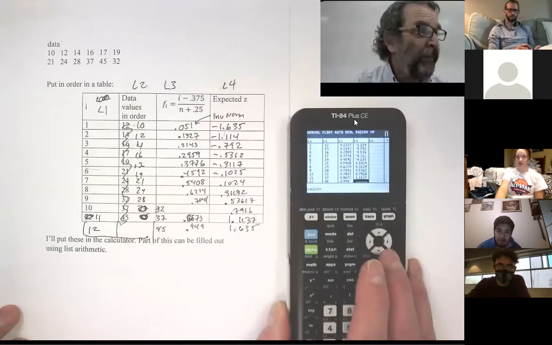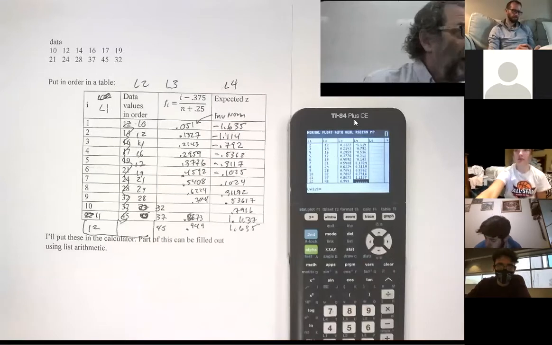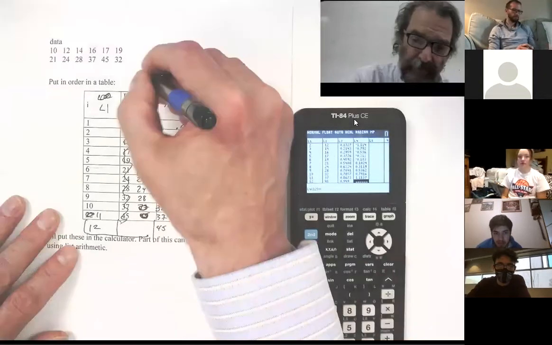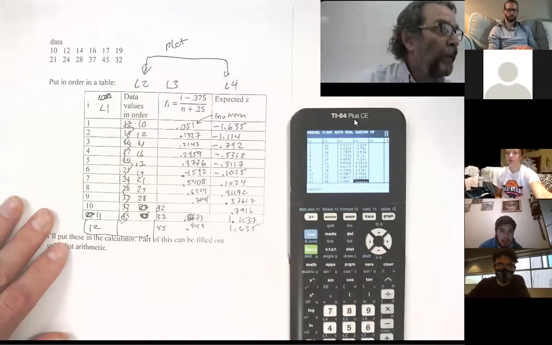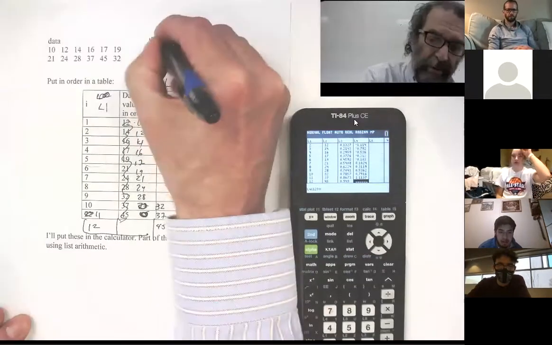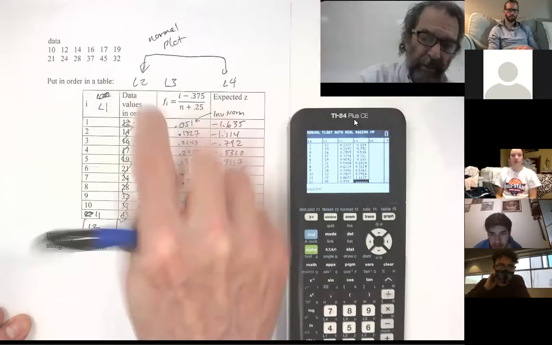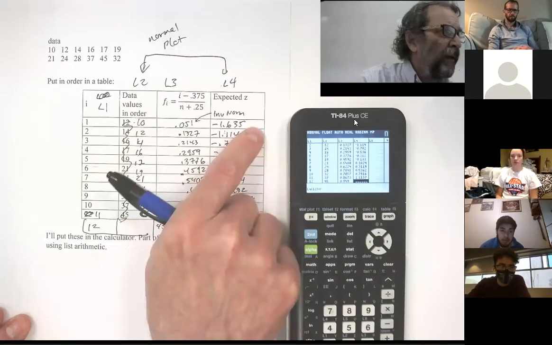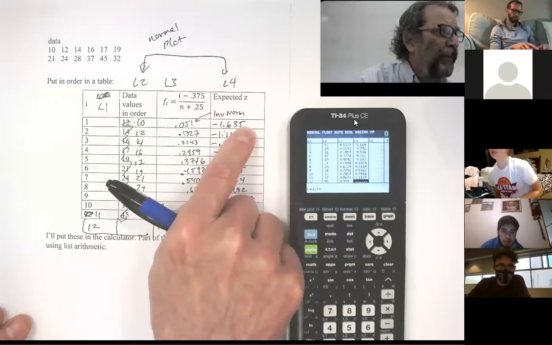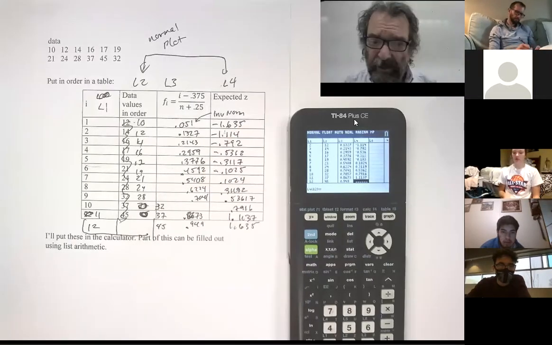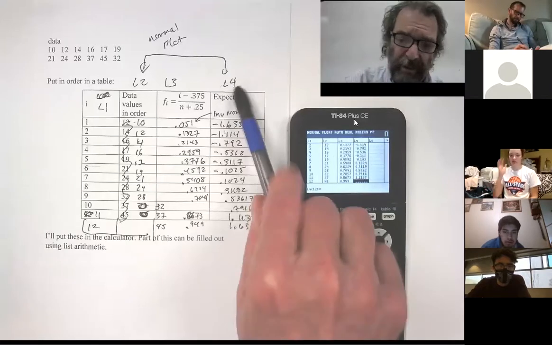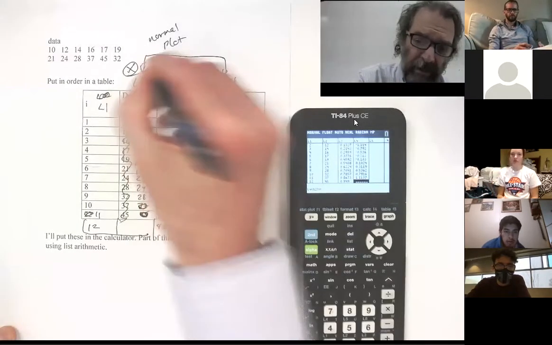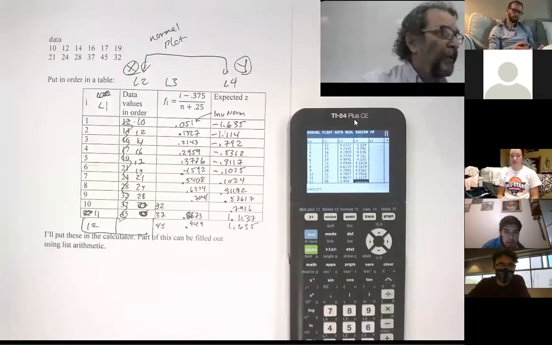And so now we want to make the plot. So the plot here. So the normal plot puts the data values against their expected z positions. So we're going to do a plot of L4. This is x then, and this will be y. So x will be in L2 and y will be L4.